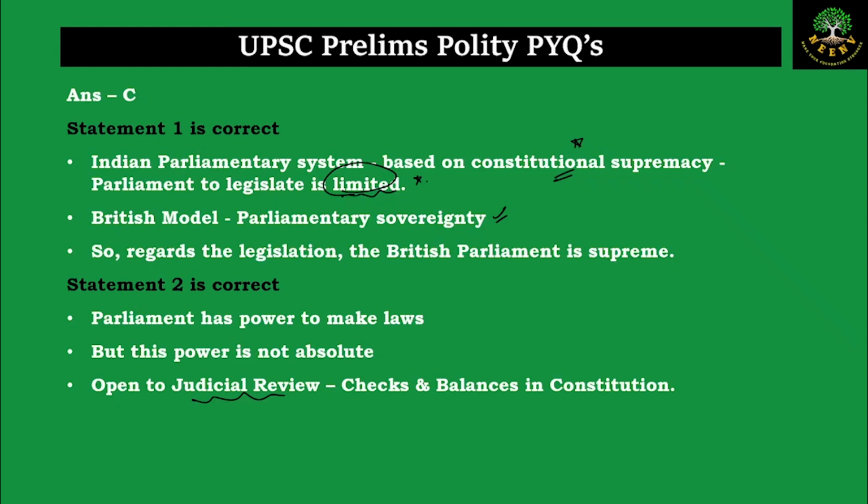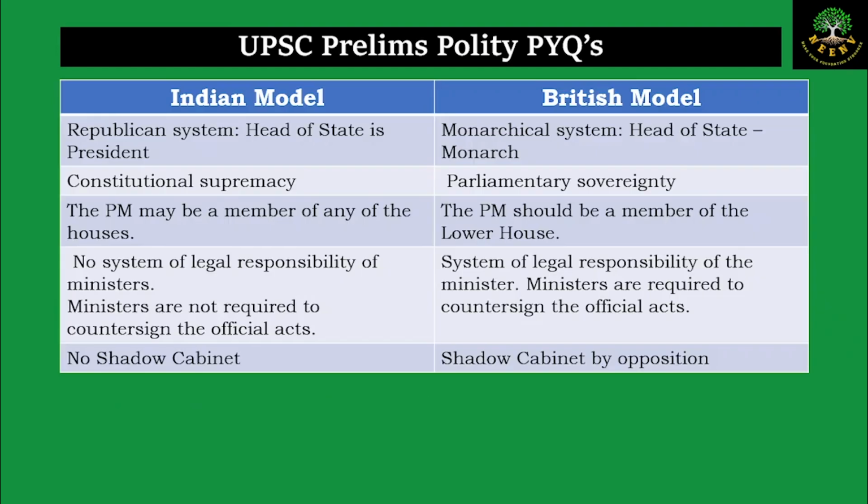Now we also need to look at the difference between the Indian model and the British model. In India, we follow the republican system. A republic is where the head of the state is elected. So our head of the state, the president, is elected. But the British follow the monarchical system where their head of the state is the monarch. It can either be the king or the queen. We follow this constitutional supremacy model where the constitution is the supreme document and the powers of the parliament are limited. The British follow the parliamentary sovereignty where the powers of the parliament are supreme or sovereign.